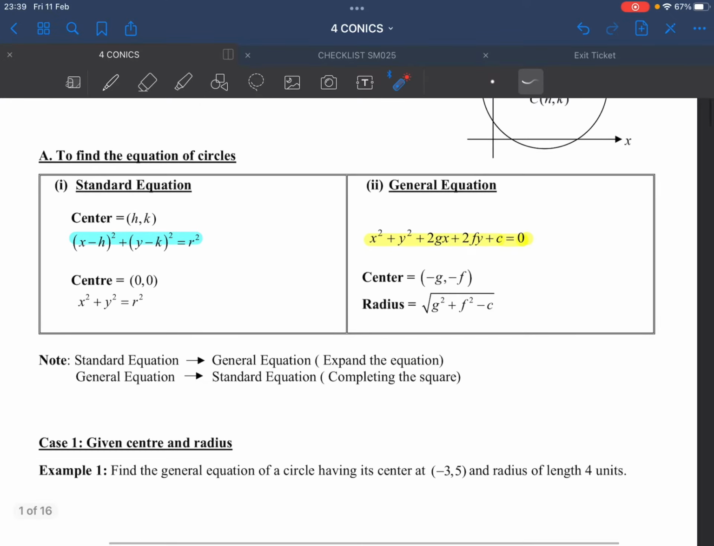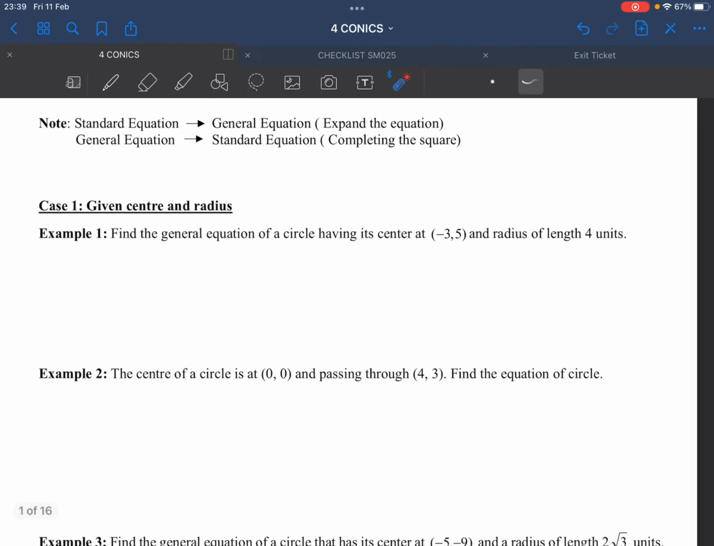So what are we going to do? If the question asks you for the general equation and you have the standard equation, to change from standard equation to general equation, we have to expand the equation. You just expand your quadratic here. If you have the general equation and you want to change to standard equation, we have to do completing the square. We are going to come to that later on. Let's just go to the first case here.